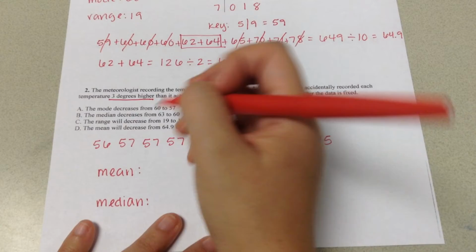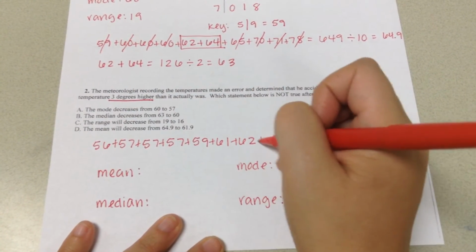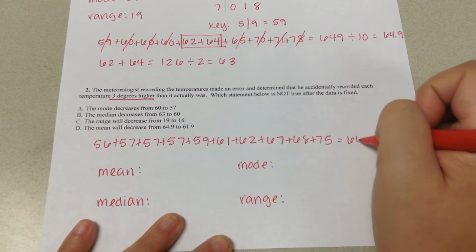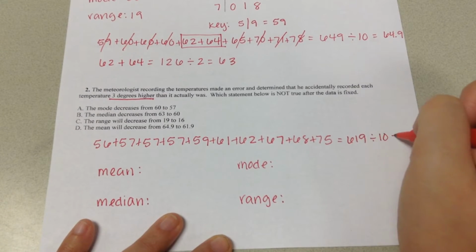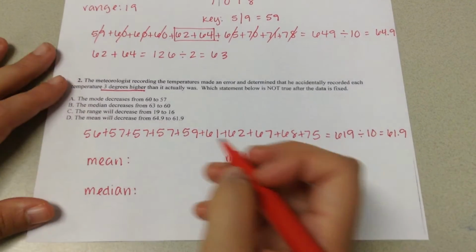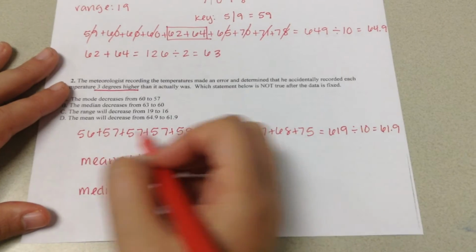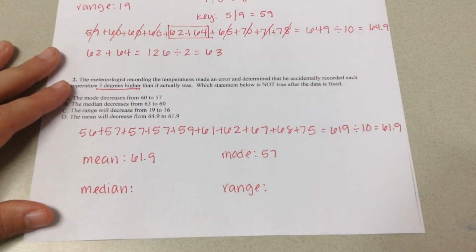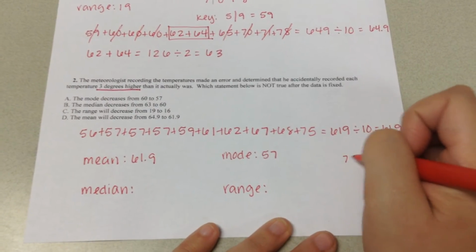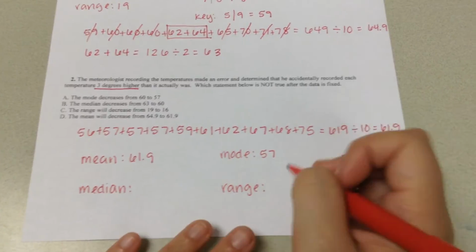Okay, so I'm going to start with mean. I'm going to add all these together. So I'm going to get 619, and I'm going to divide that by 10. So I'm going to get 61.9. So the mean is 61.9. Then I'm going to find the mode. So the mode is the number repeated most often, which is 57. And then the range, the highest number, 75, minus the lowest number, 56. Subtract, and I still get 19.